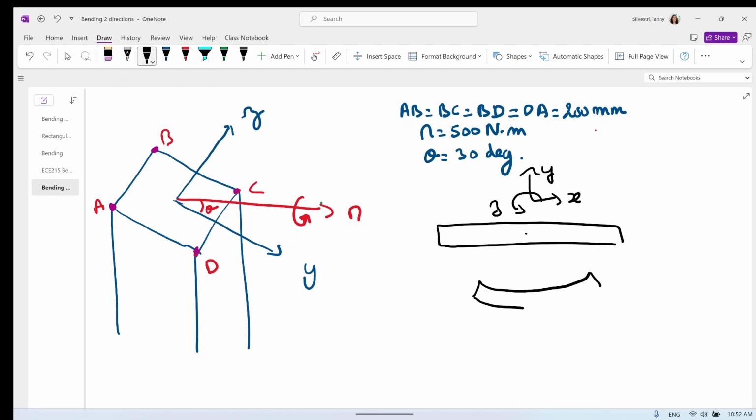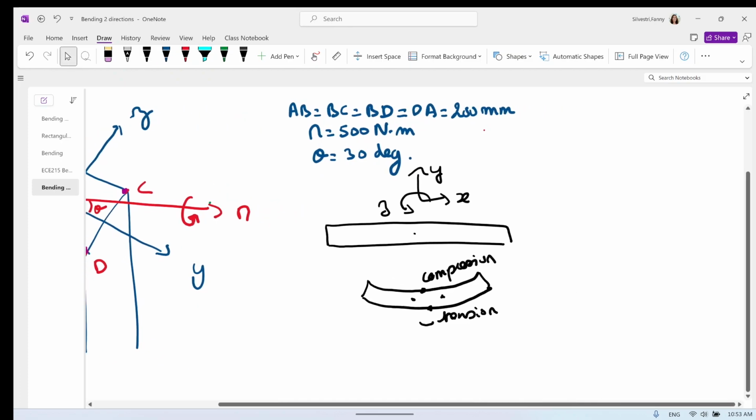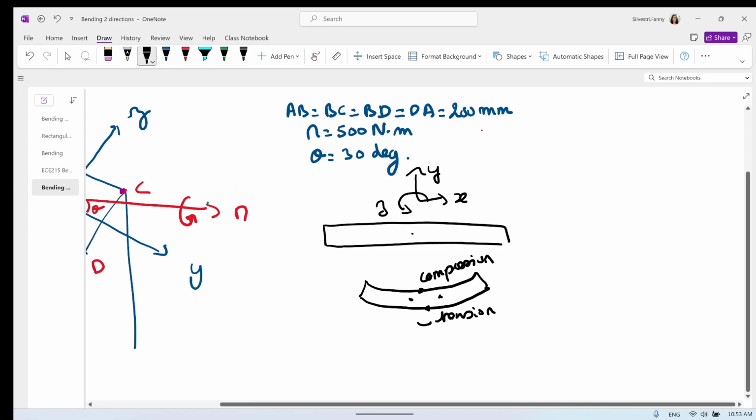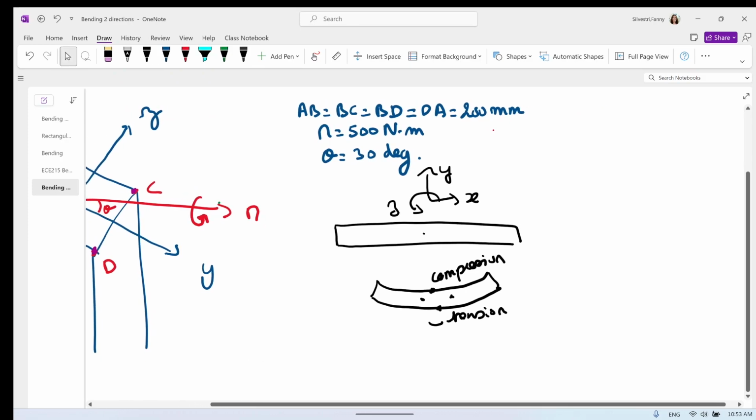let's say with a little positive guy, we create compression on the top and tension on the bottom in this case. Okay, and now the question is, what do we create on the four sides?